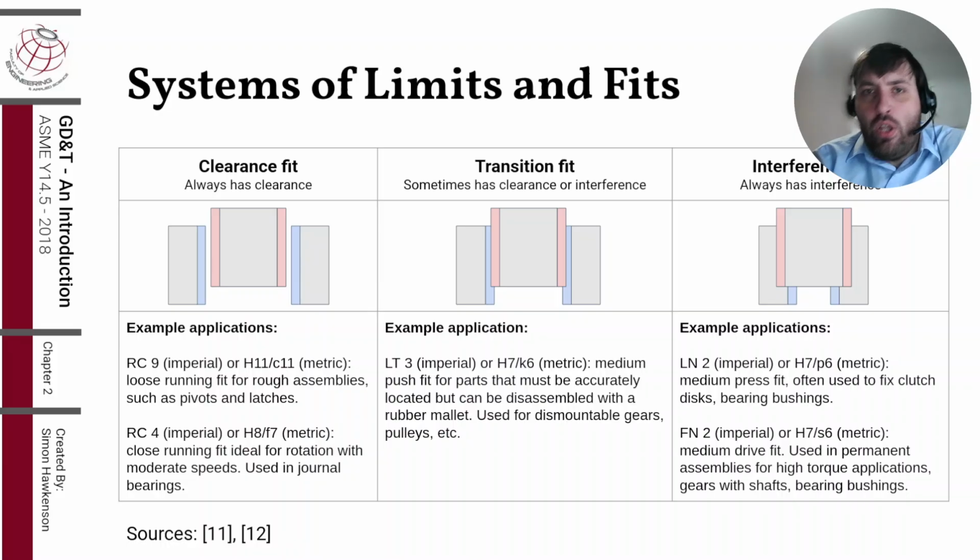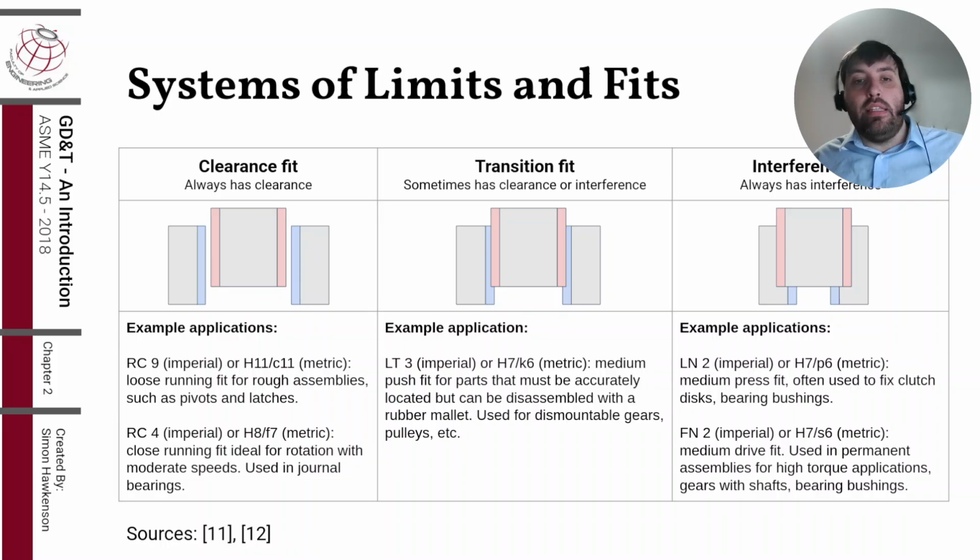So let's look at a few of these fits. I won't go through all of these, and there's way more than what I even have on the slide, but if you want to read what I have here, you can pause the video. I'll go over a few of them though. A fit that I'll bring up later, in a later example, is the RC4 or H8/F7 close running fit. RC4 is the imperial version, and H8/F7 is the metric version. These fits are often used in journal bearings that run at moderate speeds.